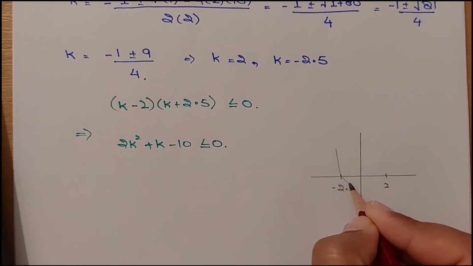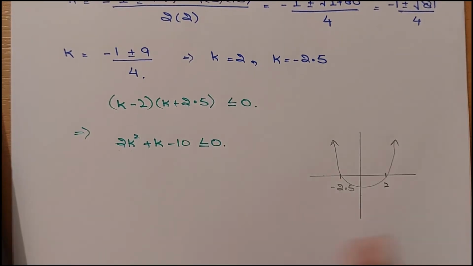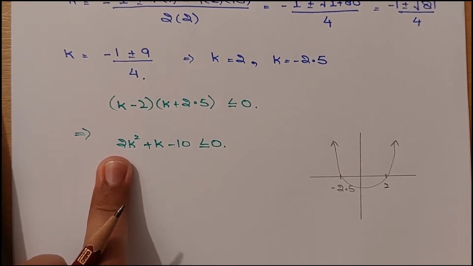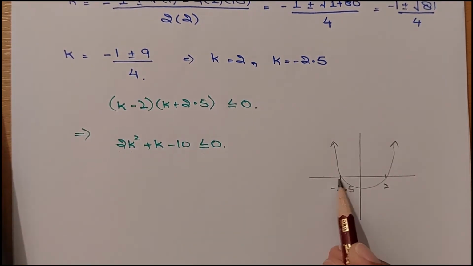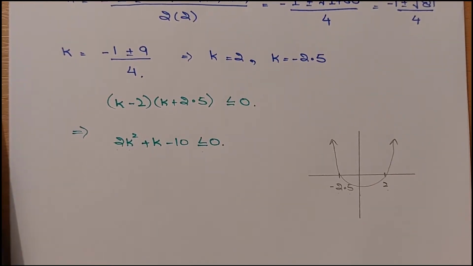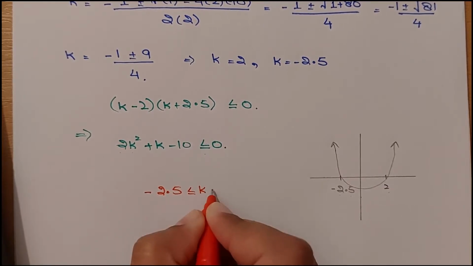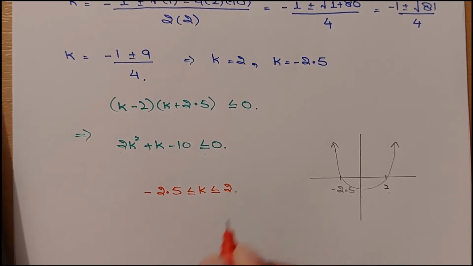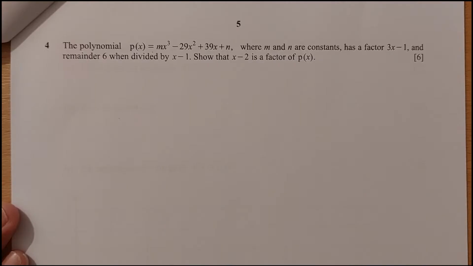And this is the shape of the parabola. Its opening is upward because the k square coefficient is positive, right? Now we need to find the values of k when it is less than or equal to 0. The negative portion is downward when the k value is between minus 2.5 and 2. So we can say that the inequality is minus 2.5 less than or equal to k less than or equal to 2. So these are the values of constant k for which the given equation has real roots.